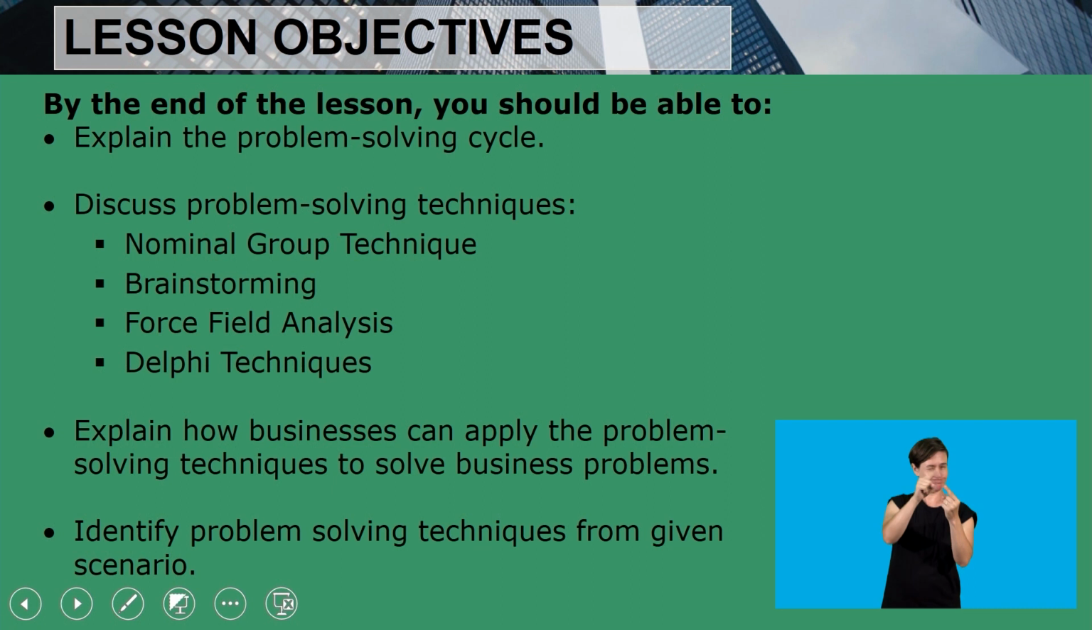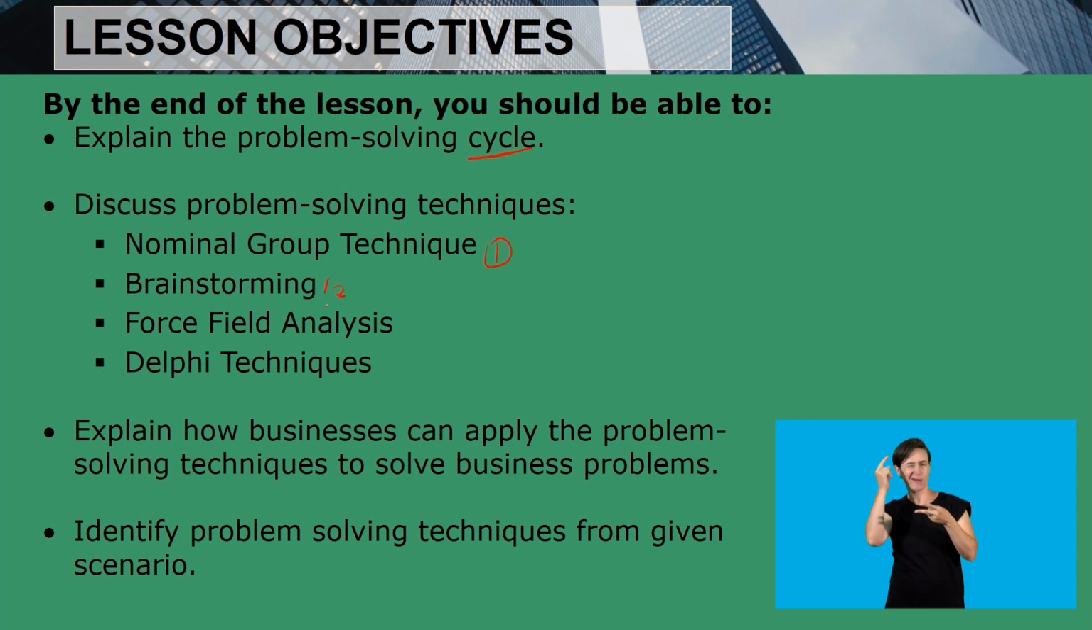Our lesson objectives for today: by the end of the lesson, you should be able to explain the problem-solving cycle. You should be able to discuss problem-solving techniques. We'll be focusing on the 4 techniques: the nominal group technique, brainstorming, force-field analysis, and the Delphi technique. Thirdly, you should be able to explain how businesses can apply the problem-solving techniques to solve business problems.